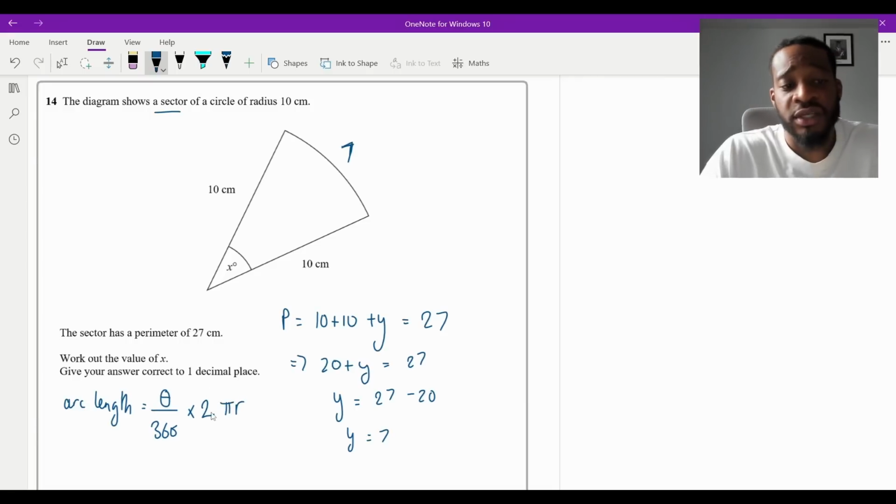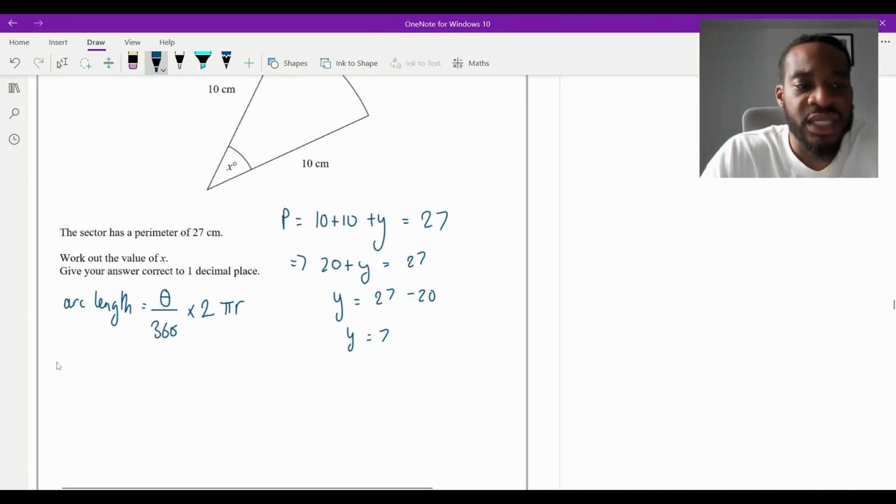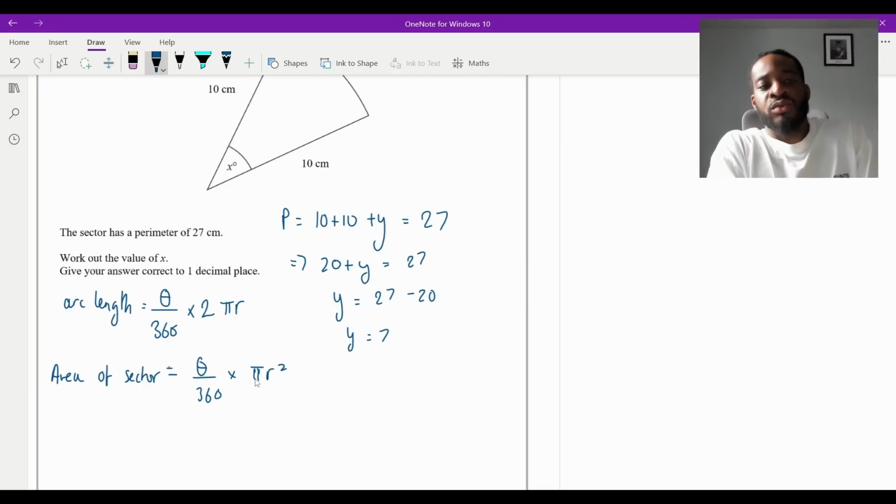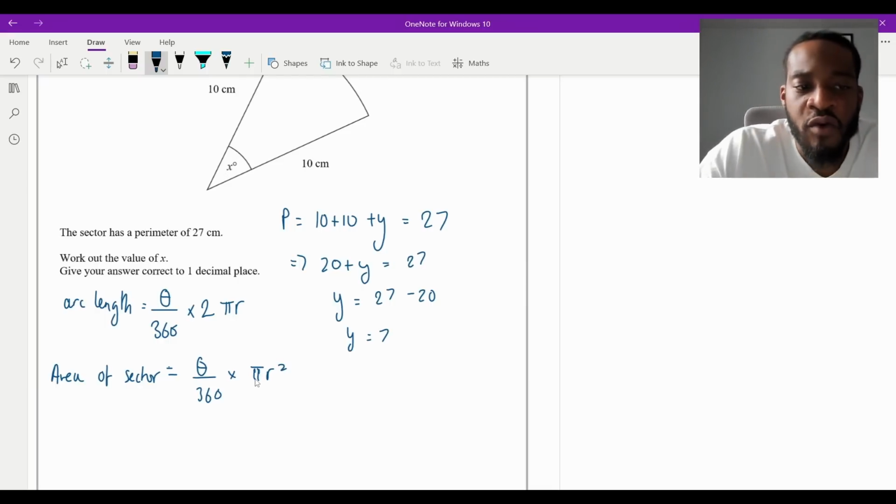Essentially, it's just a fraction of the circumference, right? And the other one is the area of the sector, which is equal to theta over 360 times the area of a circle, pi r squared. Again, it's just a fraction of the circle's area. Now, what do we have here? Which formula do we use?